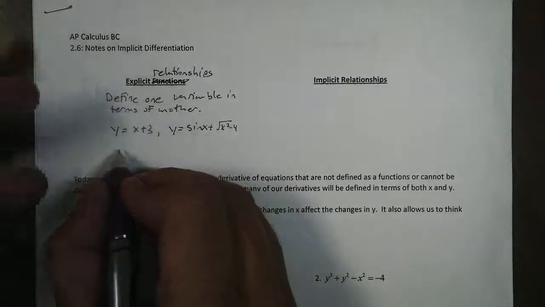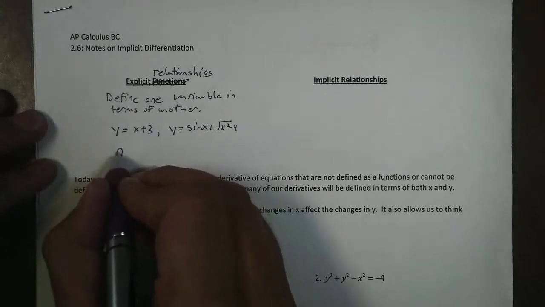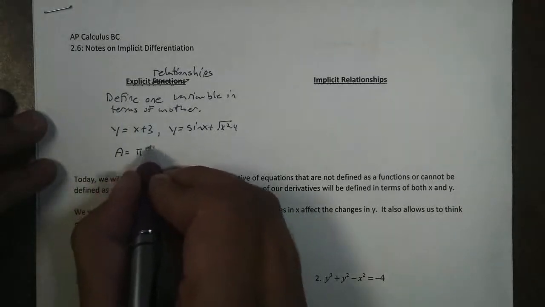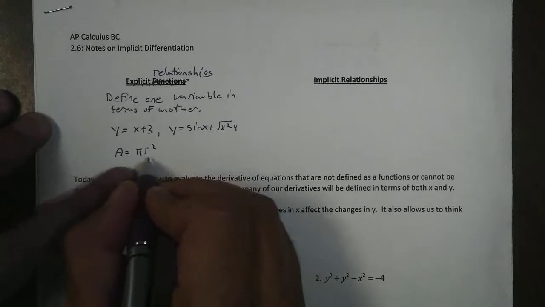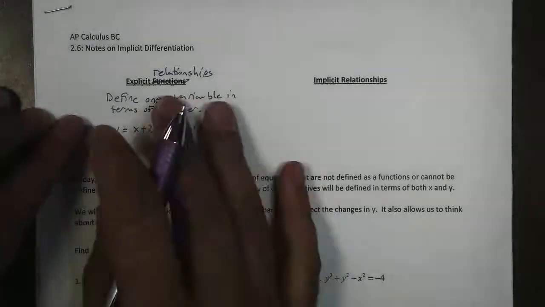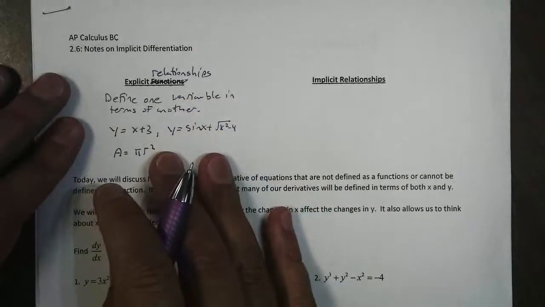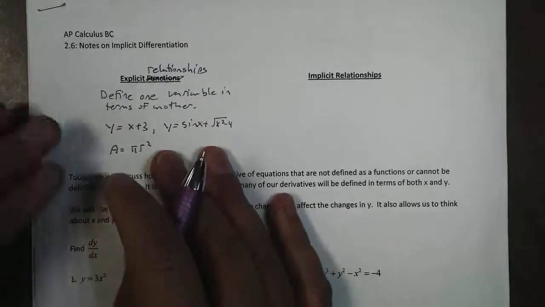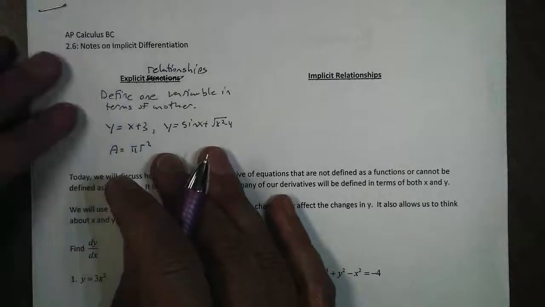We can go outside of algebraic and go to geometric. Area of a circle, pi r squared. Area is explicitly defined in terms of the radius of a circle. These are what we call explicit relationships, and they're most likely our functions that we deal with.